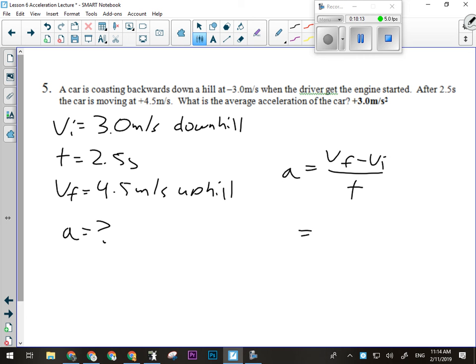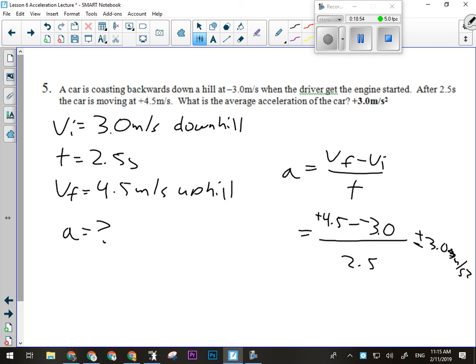For VF, we're moving up the hill, so that'll be positive 4.5. We're going to subtract negative 3.0 because initially it was moving down the hill. We're changing the velocity here by 7.5 meters per second, because it was initially moving backwards and at the end is moving forwards. And we're going to divide that by the time, which was 2.5 seconds, which is how we get 3, because we got 7.5 on the top divided by 2.5. That's 3.0 meters per second squared. And that's positive because in order to go up the hill after having been moving down, our acceleration would have to be up the hill.